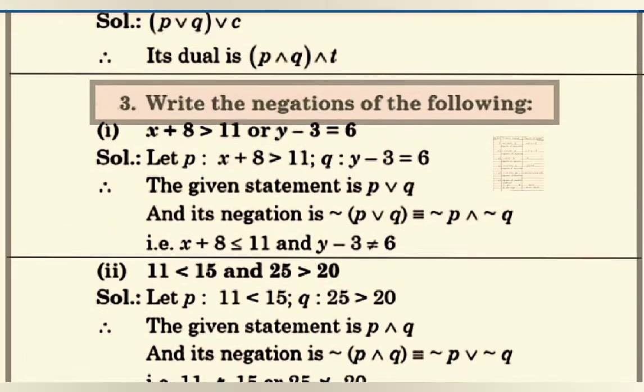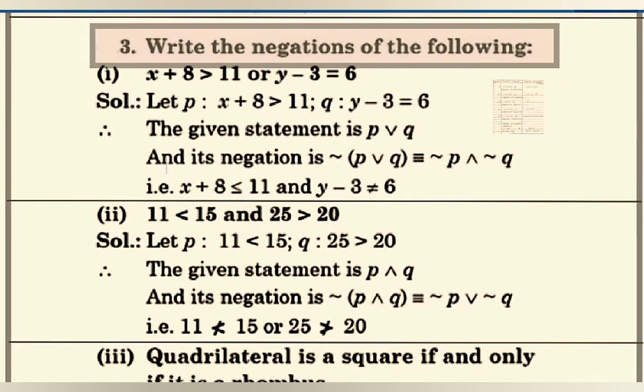That means x plus 8 is less than or equal to 11. What is the P statement? X plus 8 is greater than 11, and its opposite, the negation, is less than or equal to, so we write here x plus 8 is less than or equal to 11. And the opposite of the Q statement, y minus 3 is equal to 6, is y minus 3 is not equal to 6. See the next example.